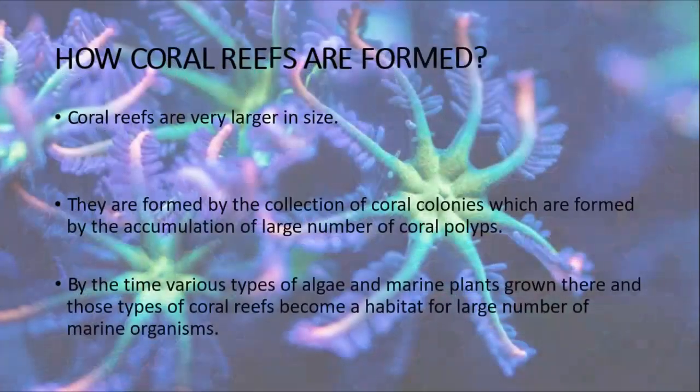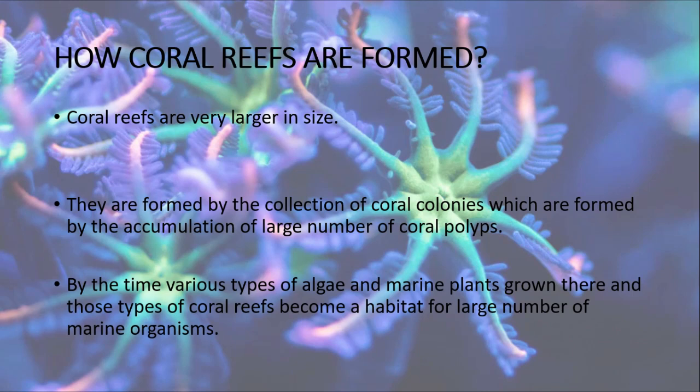Coral reefs are very large in size and they are formed by the collection of coral colonies, which are formed by the accumulation of a large number of coral polyps. By the time, various types of algae and marine plants grow there, and those coral reefs become a habitat for a large number of marine organisms.